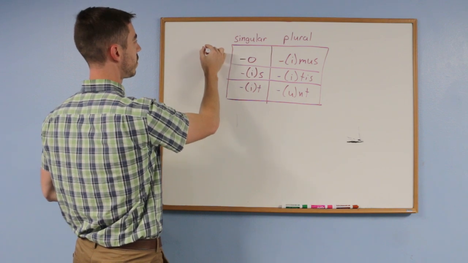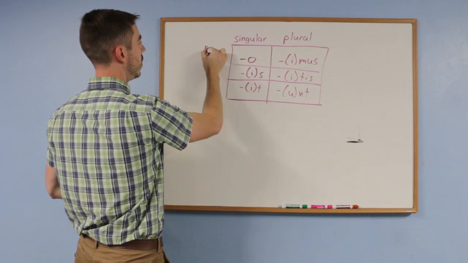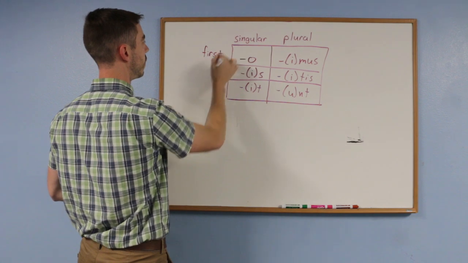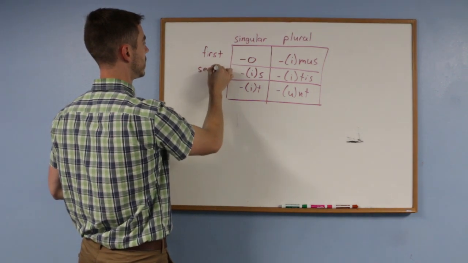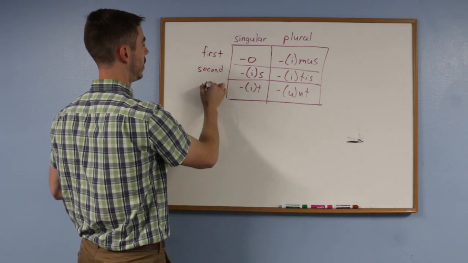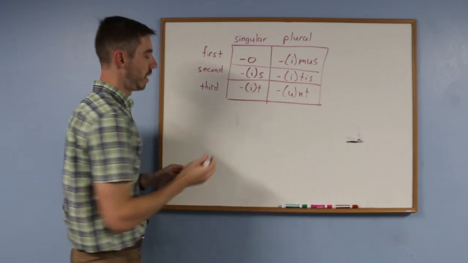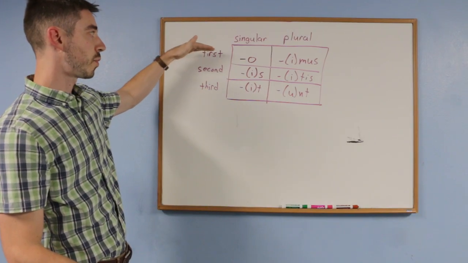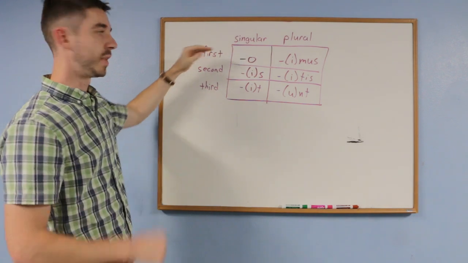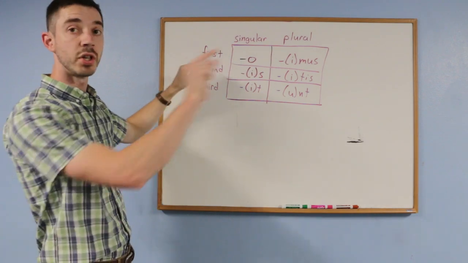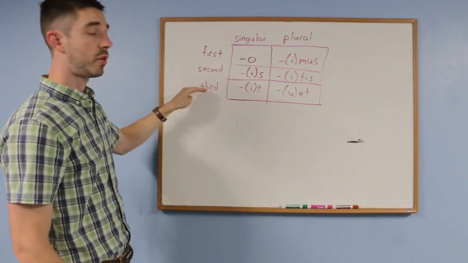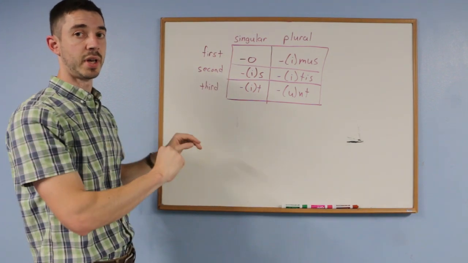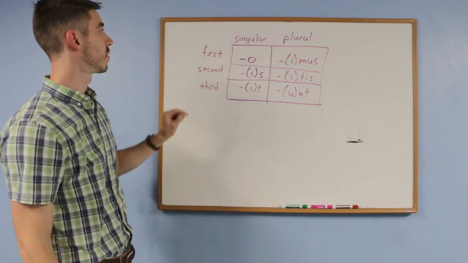And then over here, we have what person? So we have first person, second person, and third person. So a reminder, first person is I did something. Second person is you did something. Third person is he did something, or she, or it.